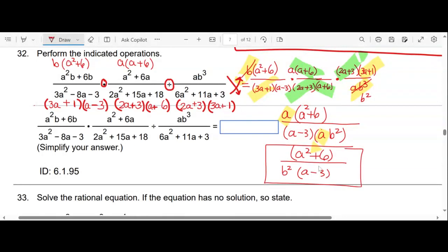Can I cancel the 3 with the 6? No. Why? Because they are married, right? Even though they are in a bad mood, negative here and positive here, we cannot cancel. So that's the answer. Easy? Copy it. That's question number 32.